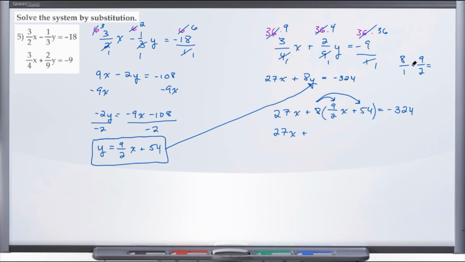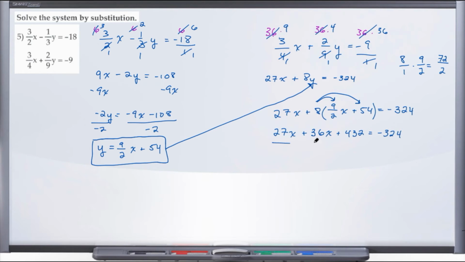And so we have 8 times 9 is going to give us 72 over 1 times 2 is 2. So we get 72 over 2x, but this can be reduced, can it? 72 over 2 is just 36. So we really have 36x. And then 8 times 54 is going to give us a positive 432, and then equals our negative 324.